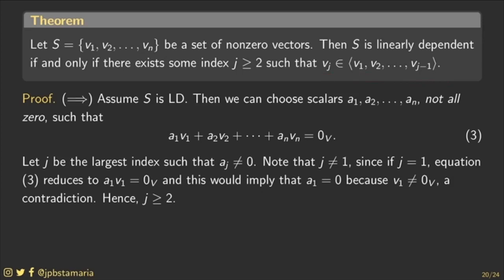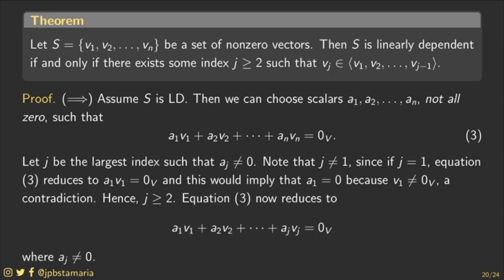When you look at equation 3, once again, it can be simplified to A1V1 plus A2V2 plus AJVJ because remember, AJ is the last one to be not 0. All that follows after it are zeros. Since AJ is not 0, in this equation we just leave this term on the left-hand side. We put everything on the right, so we will have a minus sign. And then, because AJ is not 0, I can multiply by the reciprocal, or the multiplicative inverse, of AJ on the left-hand side, solving for V sub j.